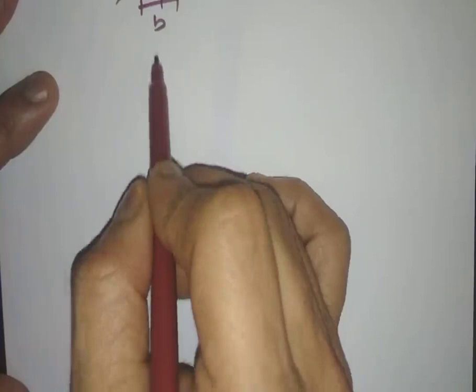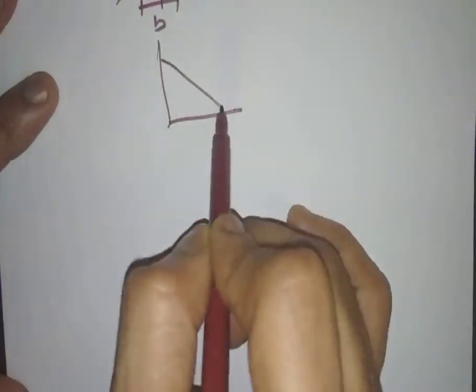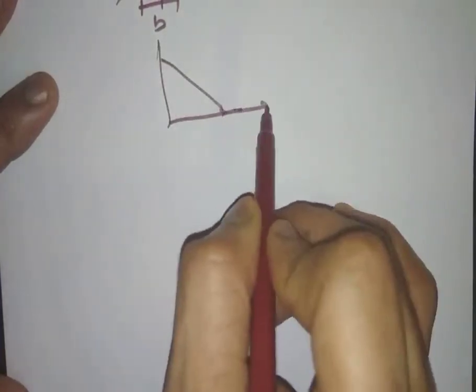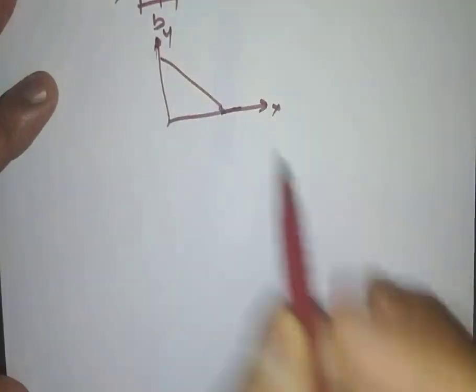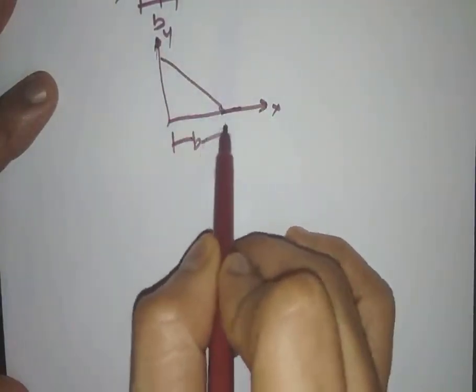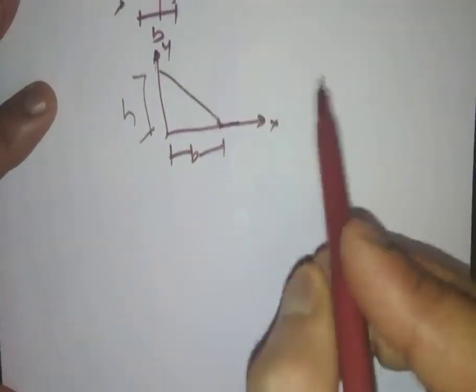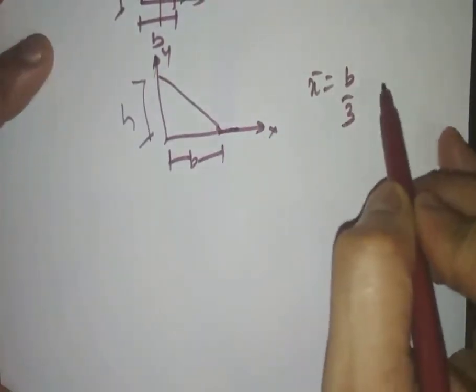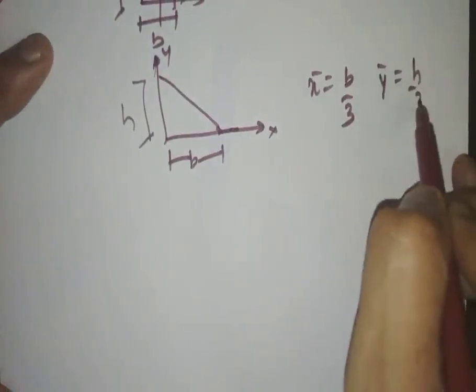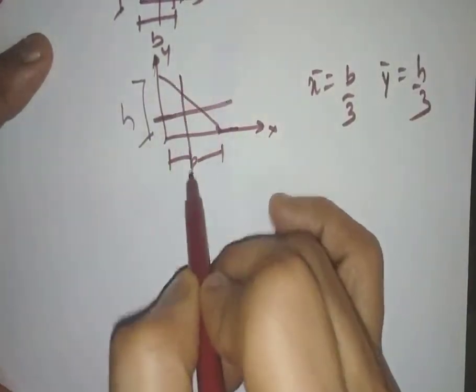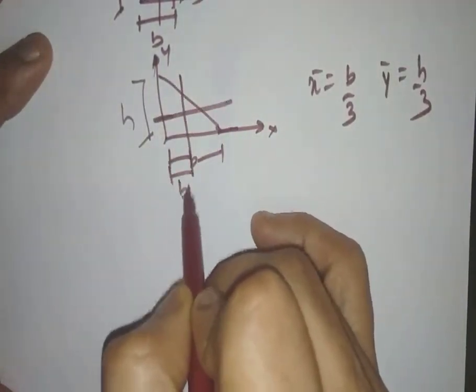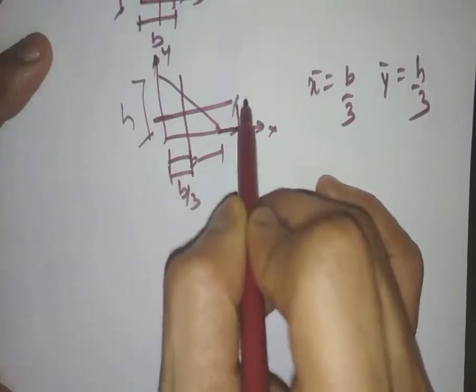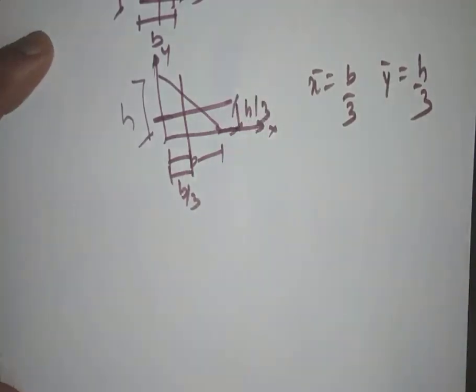Likewise, for a triangular section, if the right angle triangular section is considered with reference to the x-axis and the y-axis, with the base of the triangle as b and height of the triangle as h, then along the x direction the centroid distance would be b by 3 from the origin, and along the y direction it would be h by 3. So as a result, the centroid distance would be b by 3 from the origin, and along the height it would be h by 3.